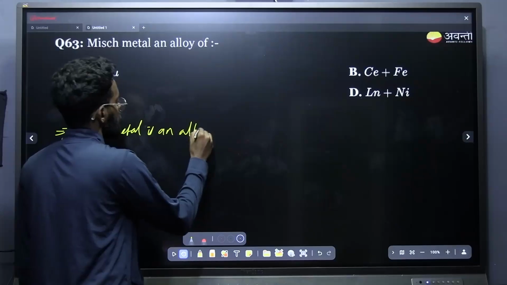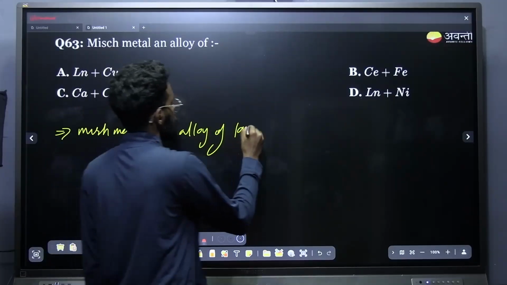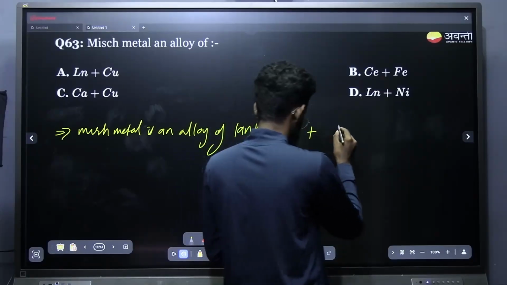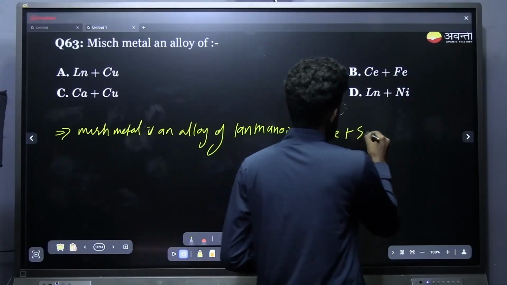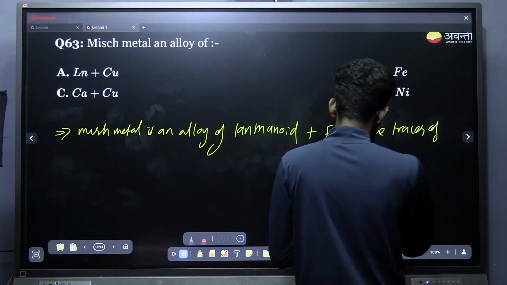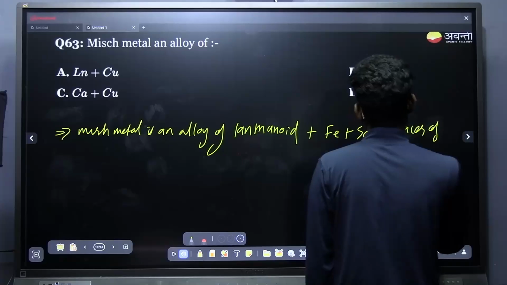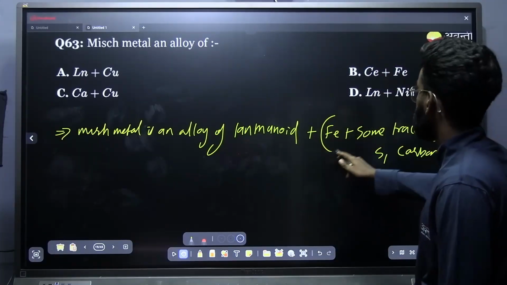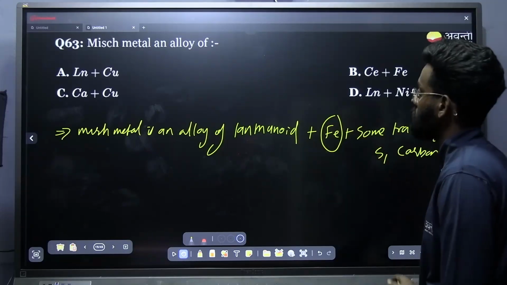Mixed metal is an alloy of lanthanide plus Fe, with some traces of sulfur and carbon. This is what mixed metal is, an alloy of lanthanide plus iron, and there will be some traces of sulfur and carbon.